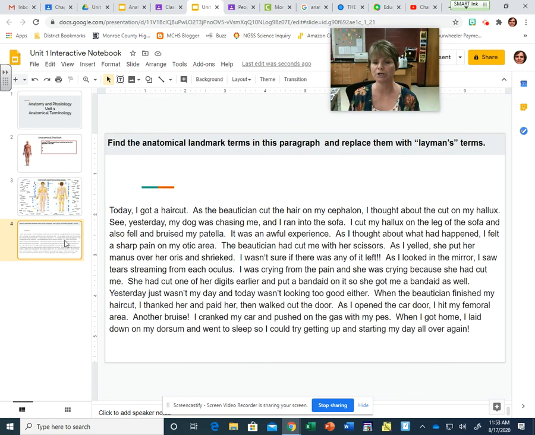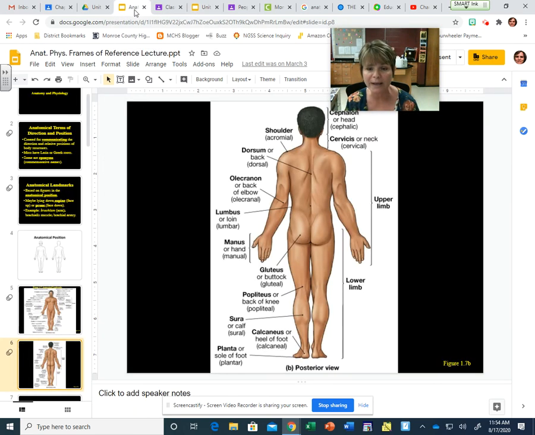Okay, last thing you're going to do is read this paragraph. You're going to find the anatomical landmark terms, and you're going to replace them with the layman's terms. And I will go ahead and show you one. So today I got a haircut. As a beautician cut the hair on my cephalon. Well, if you remember, cephalon is one of our anatomical terms. You can go back and look at your PowerPoint and see that.